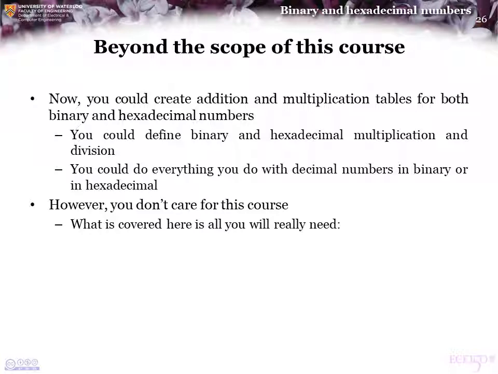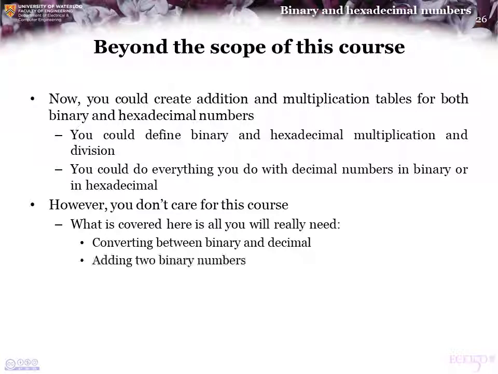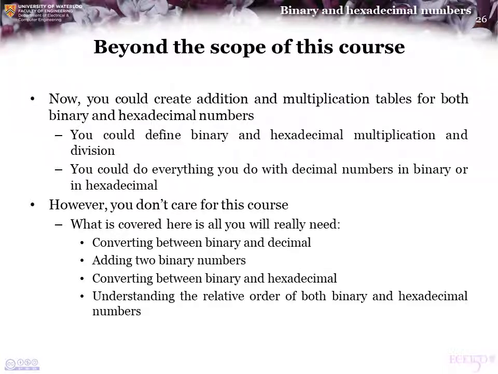What you need is what we've covered here. You need to be able to convert between binary and decimal so that you understand the magnitude of a binary number. You have to be able to add 2 binary numbers. You have to be able to convert between binary and hexadecimal numbers, and that's simply to get a more compact representation of a binary number. You must understand the relative order of both binary and hexadecimal numbers. That's about it.